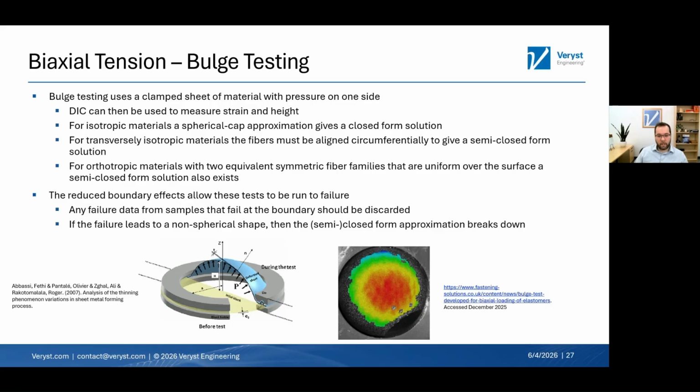The reduced boundary effects allow these tests to be run to failure. There are a couple of caveats to that. If it fails at the boundary, then that's going to be due to boundary effects, so you have to discard it. And if the failure leads to a non-spherical shape, then that closed form or semi-closed form solution will begin to break down. It's really up to operator discretion at what point you decide this has gone too far past the closed form solution, where our assumptions are too strong.